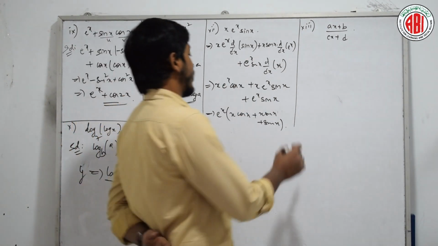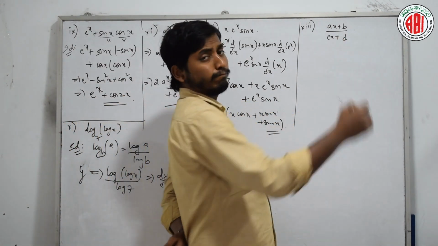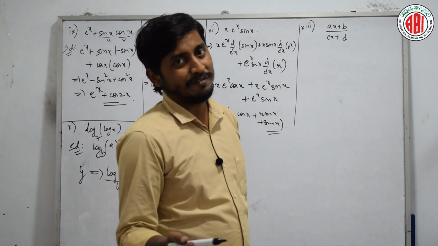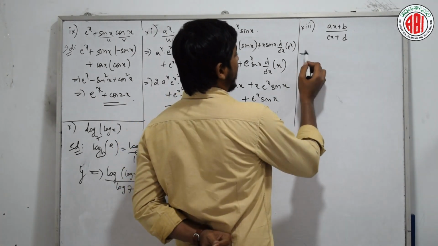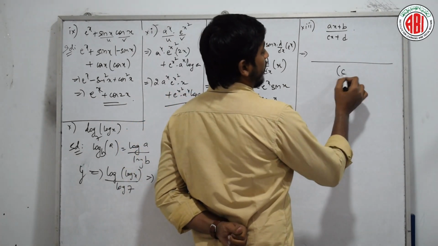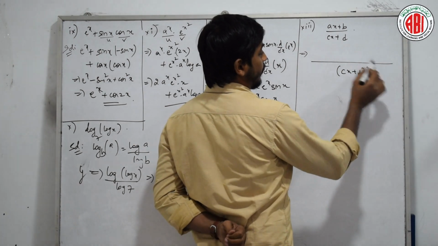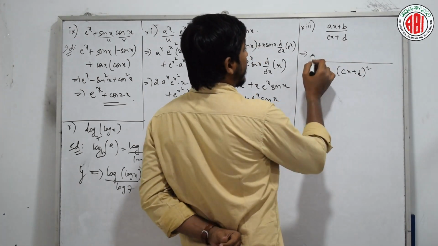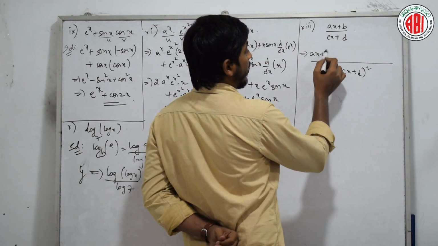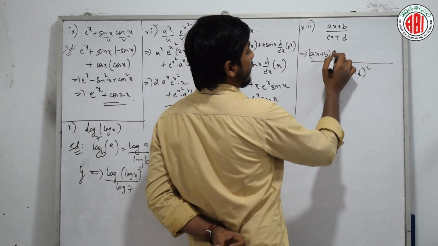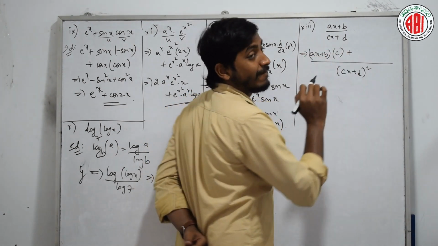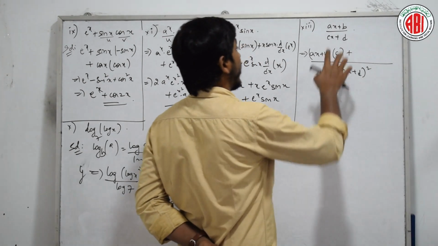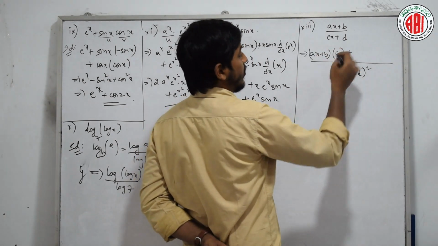See here the next question. Which form is it? u by v form. I'll write directly here: that is v square. Okay, in the next, v u dash: differentiation of cx plus d, c into x, differentiation of x is 1, however c is a constant, and differentiation of d is 0.